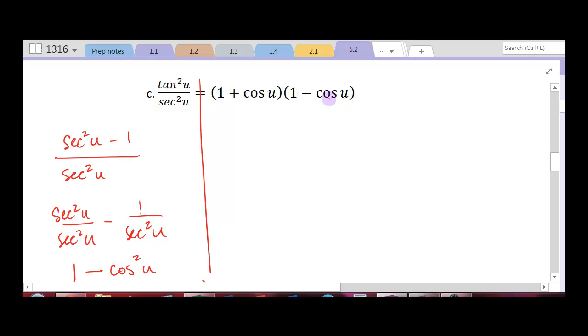Okay, so that's if I started from the left and turned it into the right. Well, what if instead of that, I started on the right and turned it into the left? Okay, let's approach it that way. Maybe I look at this and I say, what if I FOIL these two terms together? I get 1 minus cosine squared u. Okay, I'm thinking that I might want to use a Pythagorean identity here. So if I did that, I would end up with 1 minus cosine squared u is sine squared u.